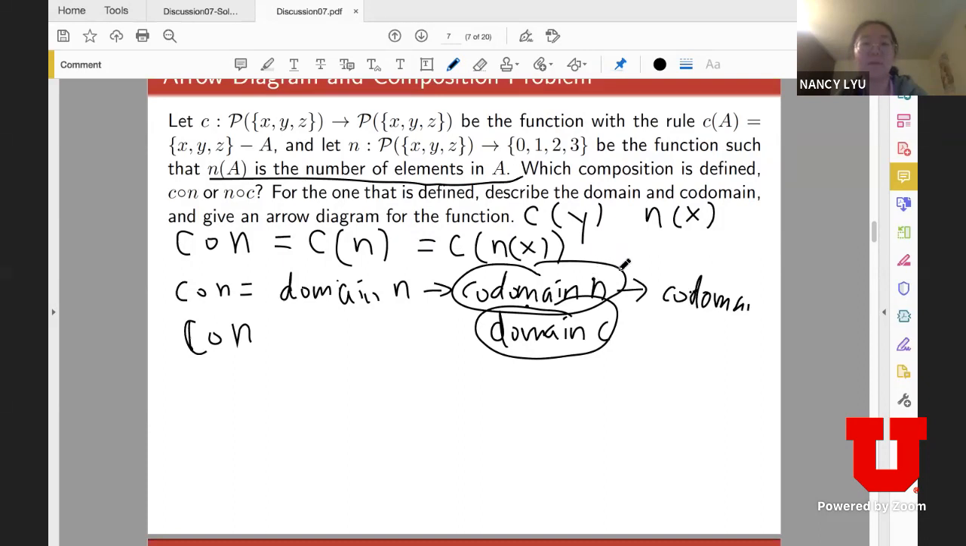The domain of N should be a bunch of numbers, like 0, 1, 2, or 3, because that's the number of elements in A, right? And the domain of C should be a power set. So that basically means they are not matching. In other words, the composition NC should be defined, but not CN.